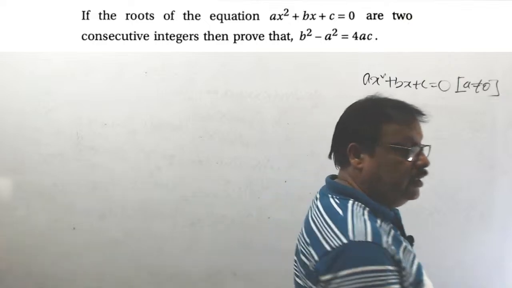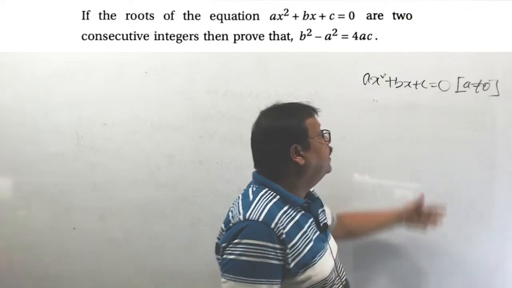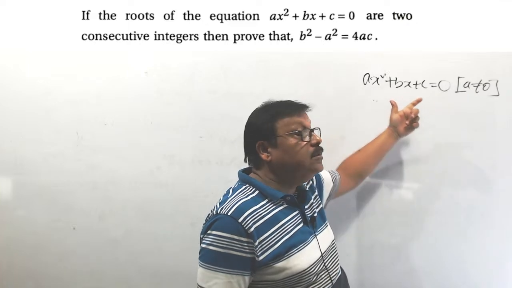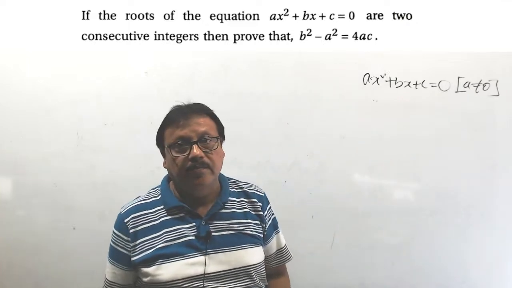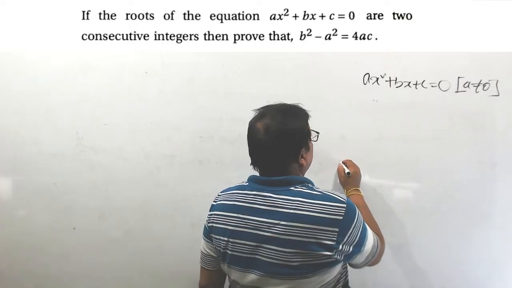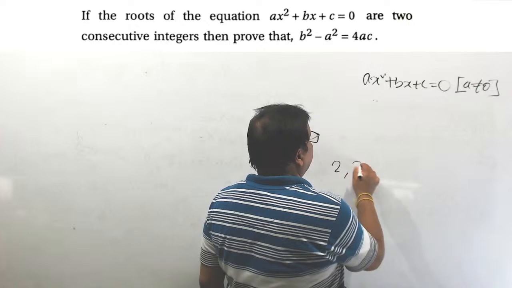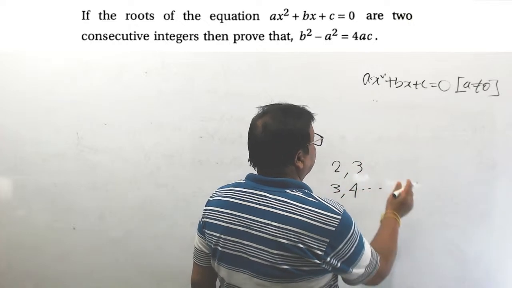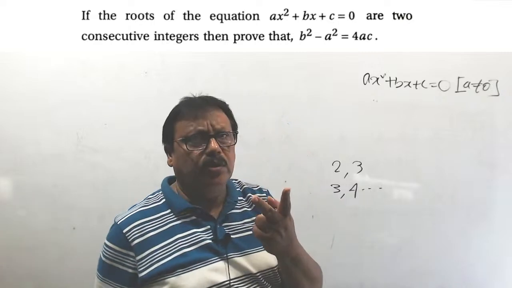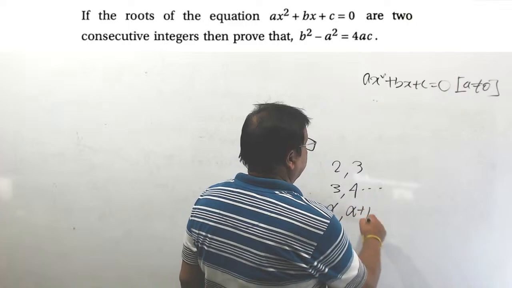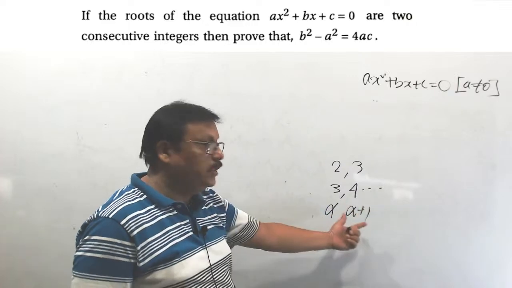Roots of the equation ax square plus bx plus c equals 0 are two consecutive integers. Consecutive integers means what? If one integer is 2, another one will be 3, they are consecutive. If 3, then another will be 4, and onwards like this. Only two consecutive integers. That is, if one be alpha, another will be alpha plus 1. These are the roots. Understood?